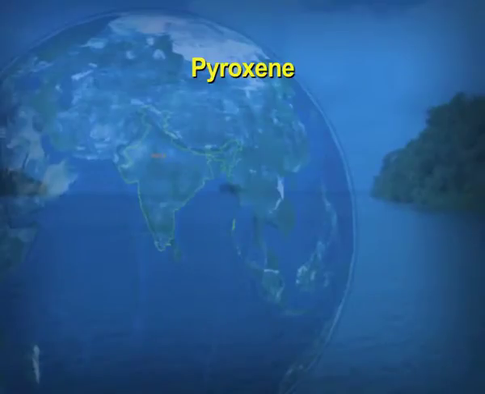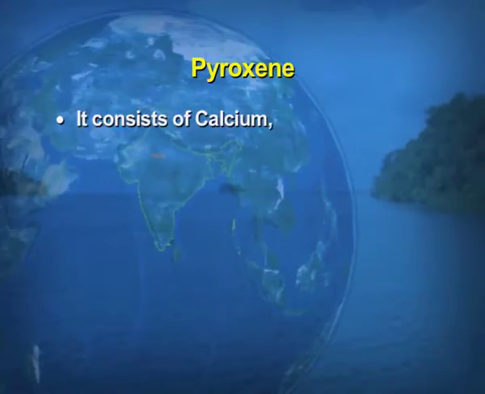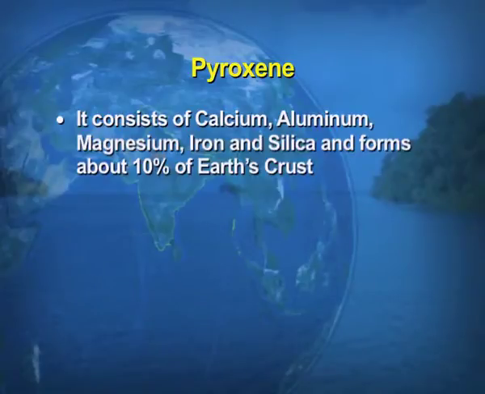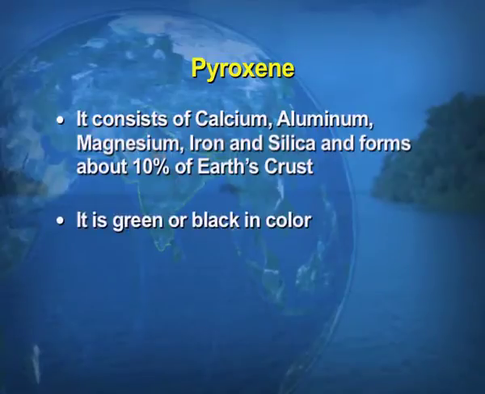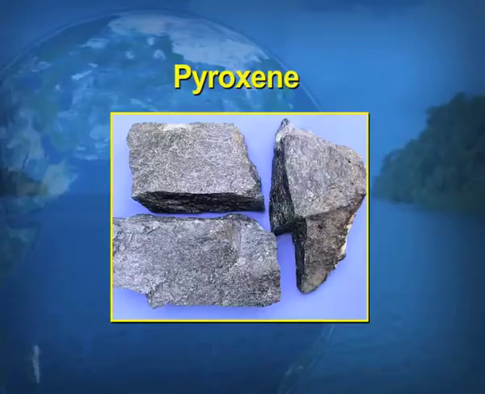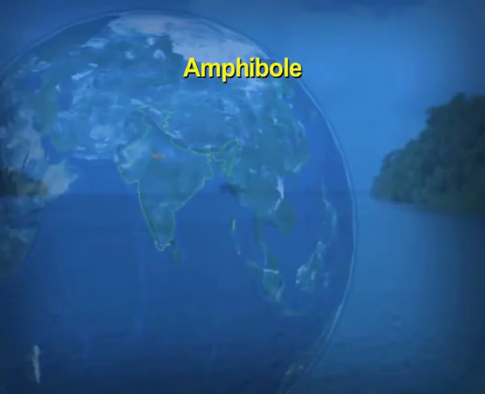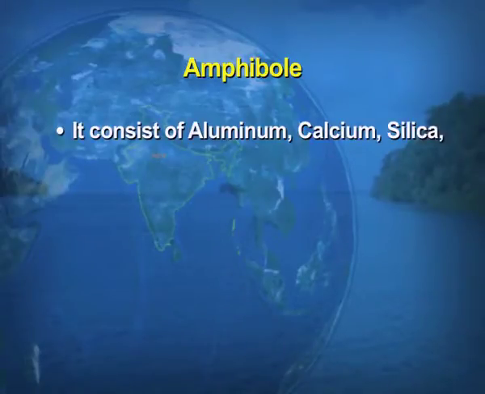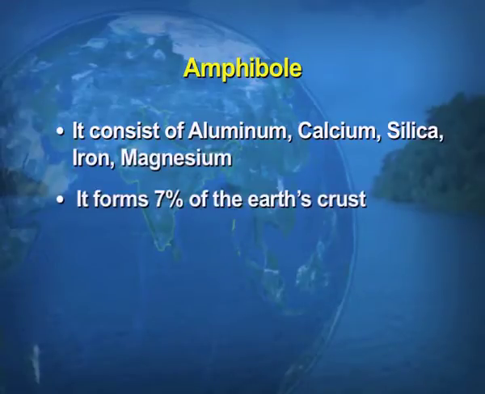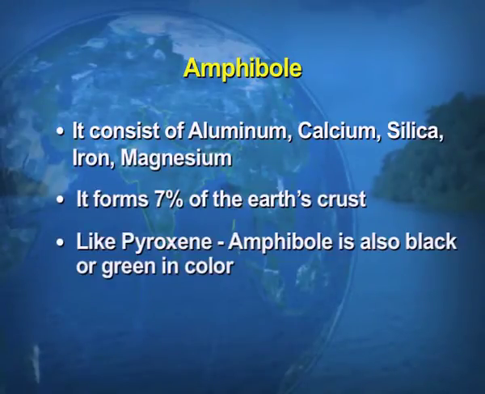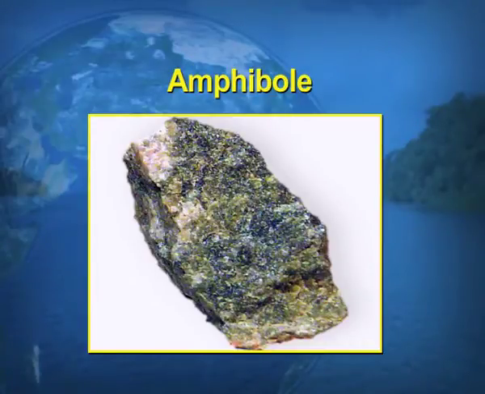Now, next is pyroxene. It consists of calcium, aluminium, magnesium, iron and silica, which forms about 10% of the earth's crust, and it is generally green or black in color. And this is the picture of pyroxene. Amphibole, this is another mineral which consists of aluminium, calcium, silica, iron, and it forms 7% of the earth's crust. Like pyroxene, this is also green or black in color. And for your information, this is a picture of amphibole.